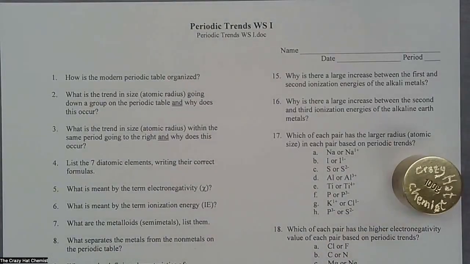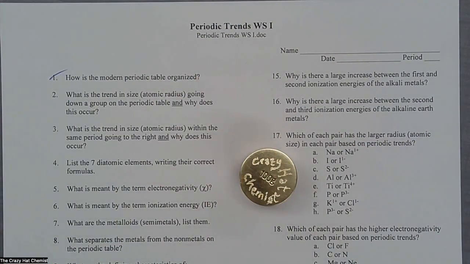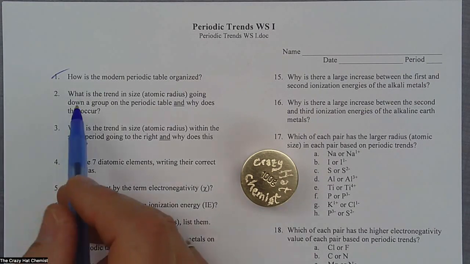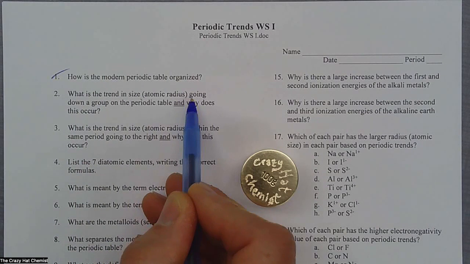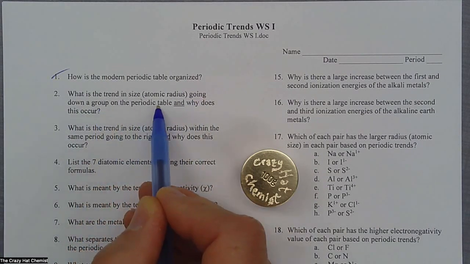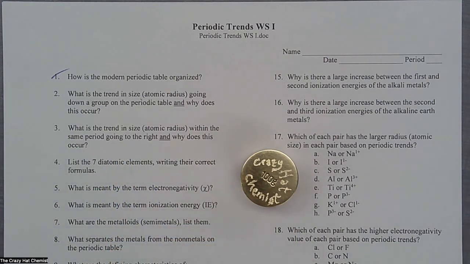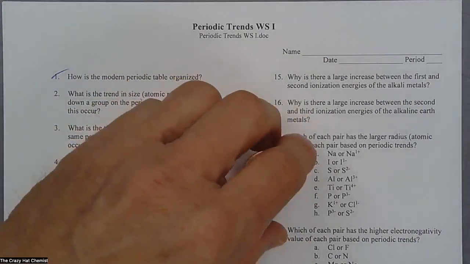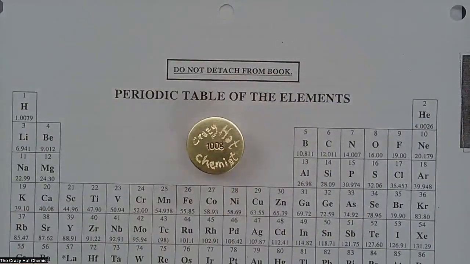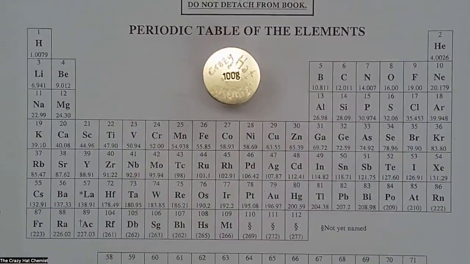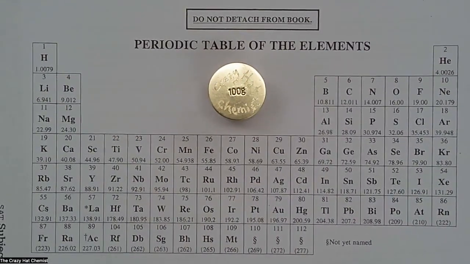Here we go. So we've got that one handled, and we'll cross out number 1. The next question here is, what is the trend in size, that is the atomic radius, going down a group on the periodic table, and why does this occur? All right, so we're going to pull out another periodic table, and let's see if we can nail this question down here.